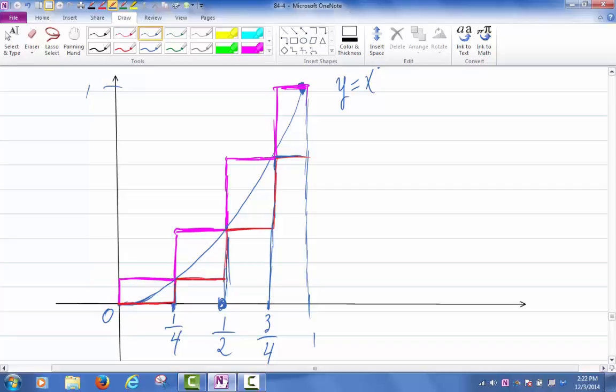Well, in L4, how many summands do I have? In L4, I have 4 summands, right? What's the first summand? In L4, what's the first summand? It is f of 0 multiplied by what? 1/4.